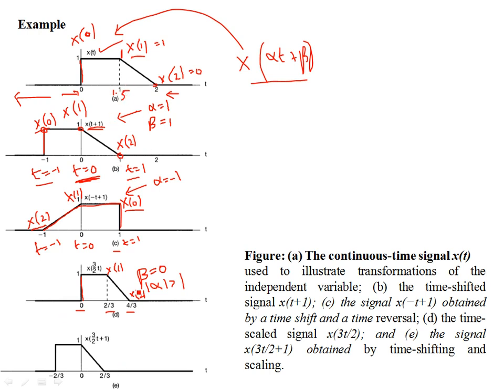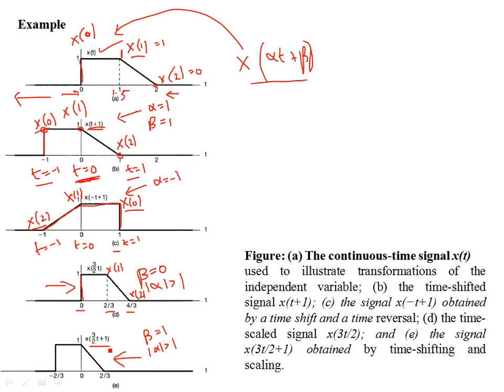Okay, then for example, if you have over here, you see beta is 1 and alpha is still the same, that is magnitude of alpha greater than 1, so we can expect time compression, but we are going to expect a shift in time as well. And you can see what you can do is you can simply compress this signal, and then you can shift the entire signal by 1 unit towards left. So this signal has been shifted by 1 unit towards left.